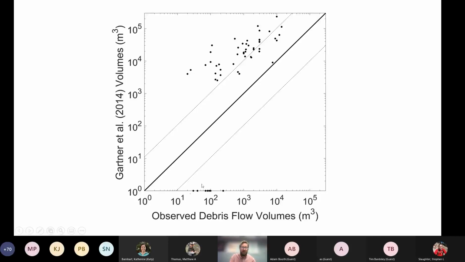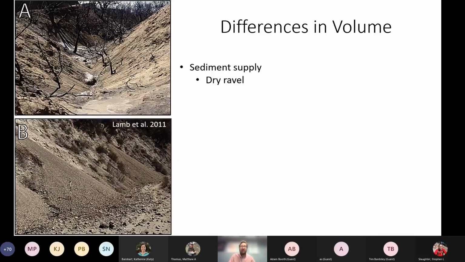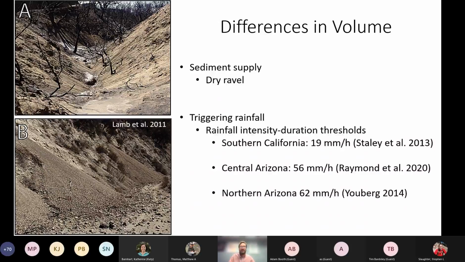Just briefly, you may notice there are some points on the x-axis here. This is because these debris flows initiated in watersheds that burned exclusively at low severity, whereas the emergency assessment model considers only areas burned at moderate and high severity. So if you plug in a 0 to the model, you get a value that doesn't exist, which I just plotted as 0.